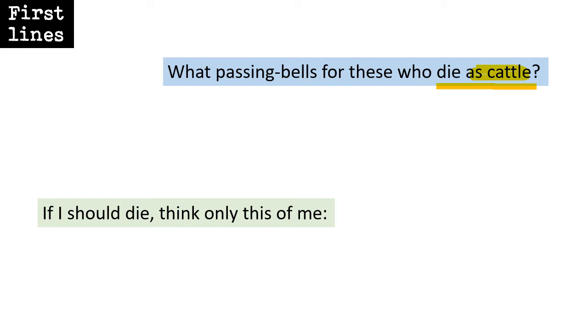The passing bells will be the sound of bells ringing to celebrate the soldiers, but also cattle bells as well. So there's a link between the sound of the bells that the soldiers might hear as a celebration of them returning, but also the bells that cows and cattle would have on them, really emphasizing the slaughter that's going on in the war.